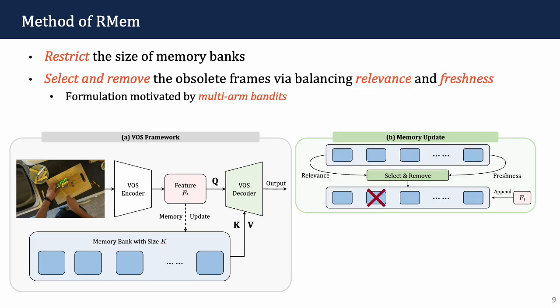Our second innovation is to develop a special algorithm for selecting the frames in the memory banks. Our intuition is to keep the most relevant frames to provide the information, while keeping the most up-to-date information via freshness. So basically, we are balancing the two terms of relevance and freshness when we select the features in the memory bank. In our paper, we explain in detail how we use multi-armed bandits to design the balance of these two terms. Please refer to our paper for details.